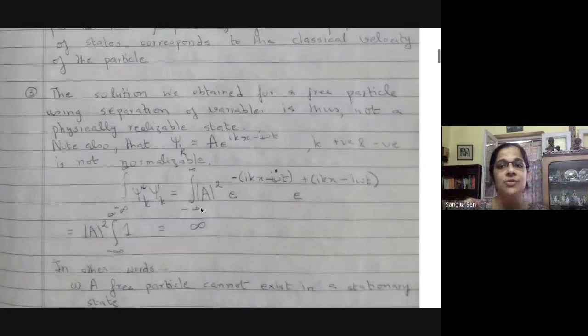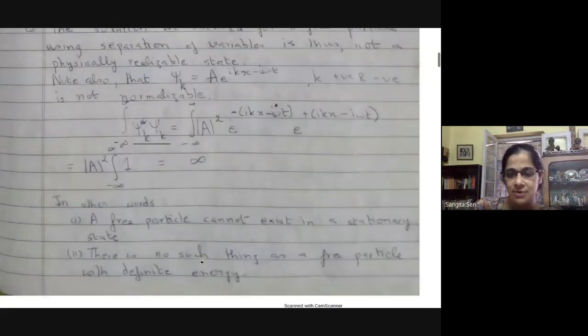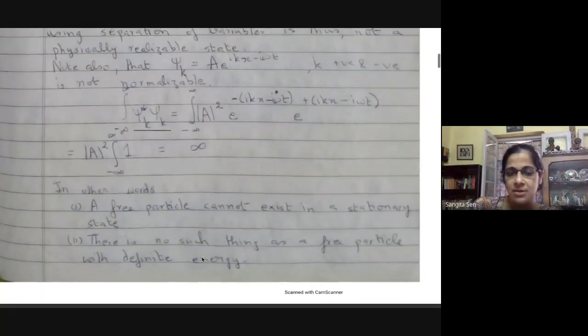So here we are trying to normalize one of the solutions, and you see that you have an integral of a constant, because these two terms, psi star and psi, cancel each other, and you end up with infinity. Okay. So the main point here is that a free particle cannot exist in a stationary state.